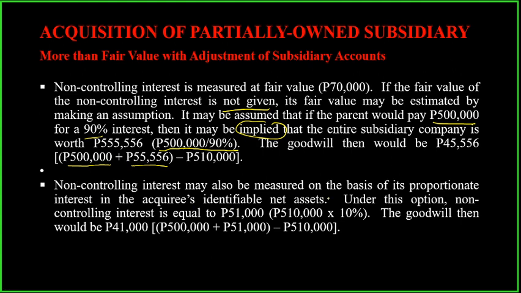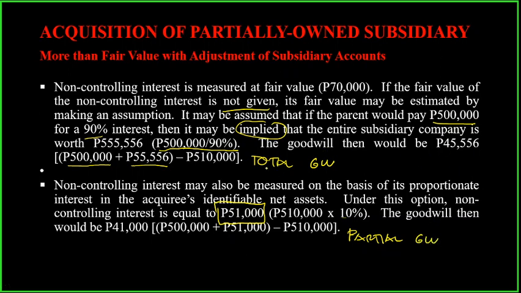Non-controlling interest may also be measured on the basis of its proportionate interest in the acquiree's identifiable net assets. And under this option, non-controlling interest will be equal to 51. Ito yung sinabi natin kanina. Tsaka, the goodwill then will be 41,000 pesos. That's 500 plus 51 minus 510. Okay, ito yung sinasabi natin na total goodwill. Ito naman yung partial goodwill.